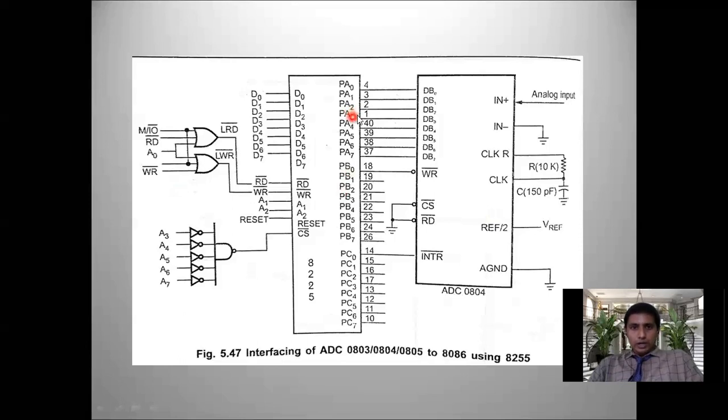Like that, we can analyze the interfacing of ADC with 8086 through 8255. I hope you understand the interfacing of ADC with 8086 with 8255 as well as without 8255.